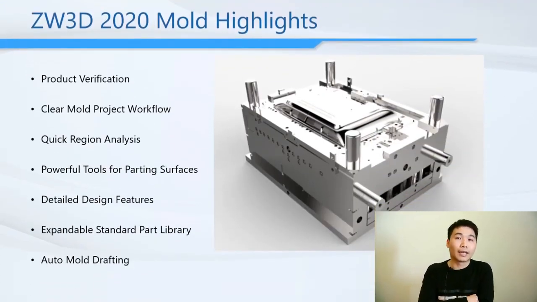So at the beginning, I'd like to give you a general idea of the highlights in ZW3D 2020 mold. First of all is the product verification before the mold design. It can help you quickly check if the product is suitable for the mold design or not. You can create the mold project so that you can start your mold design by following the project step by step. And after that, the quick region analysis tool can help you quickly define the regions for the cavity and core.